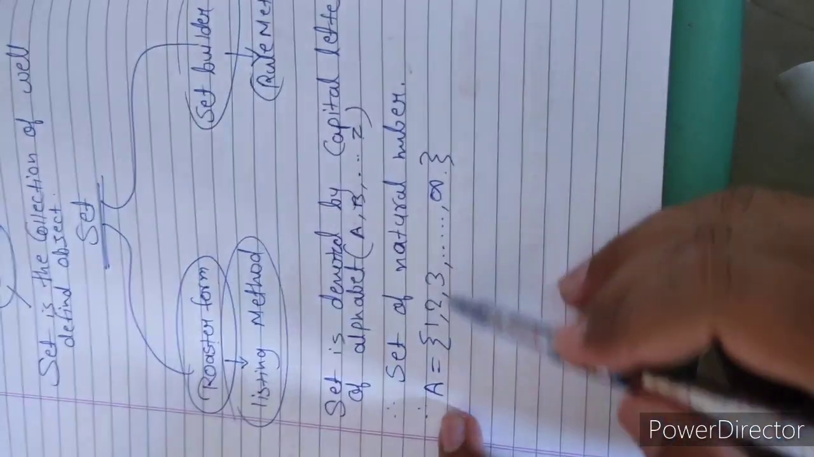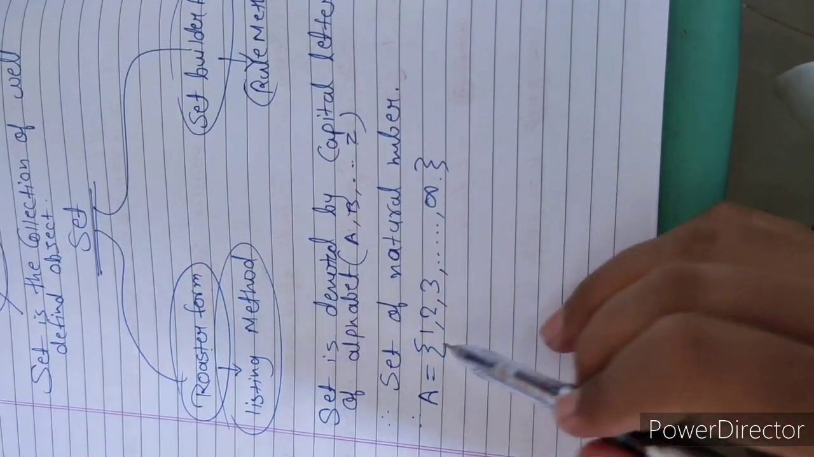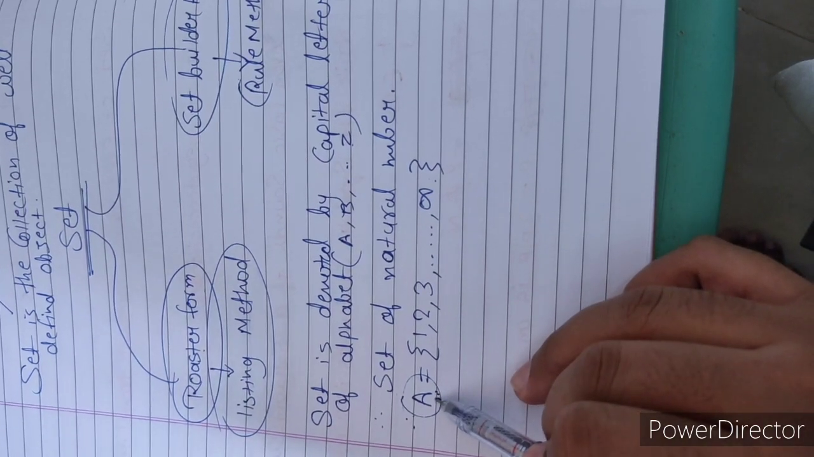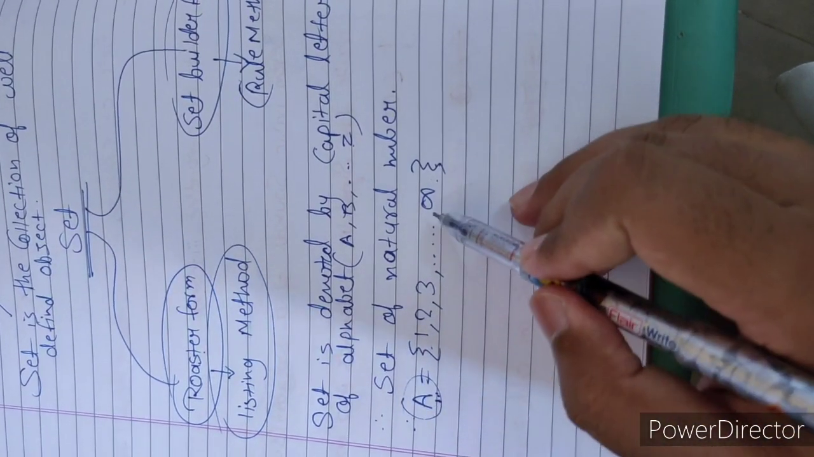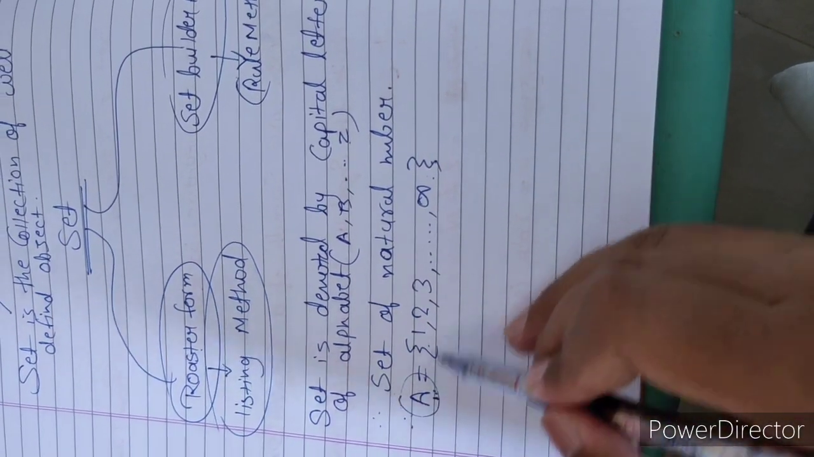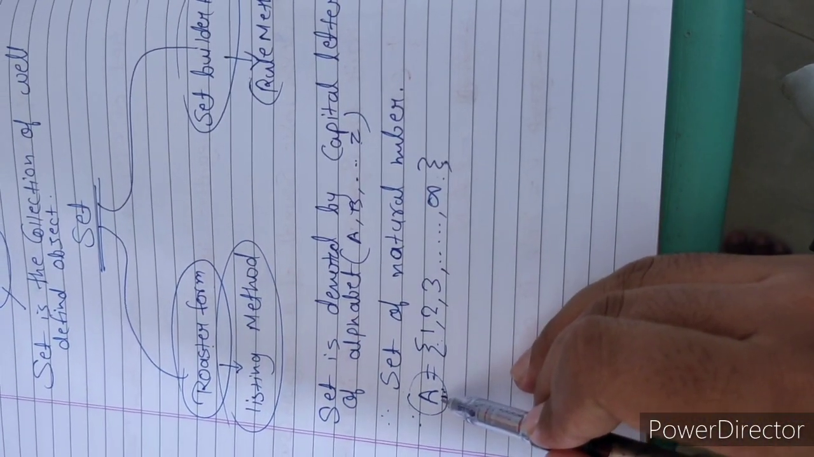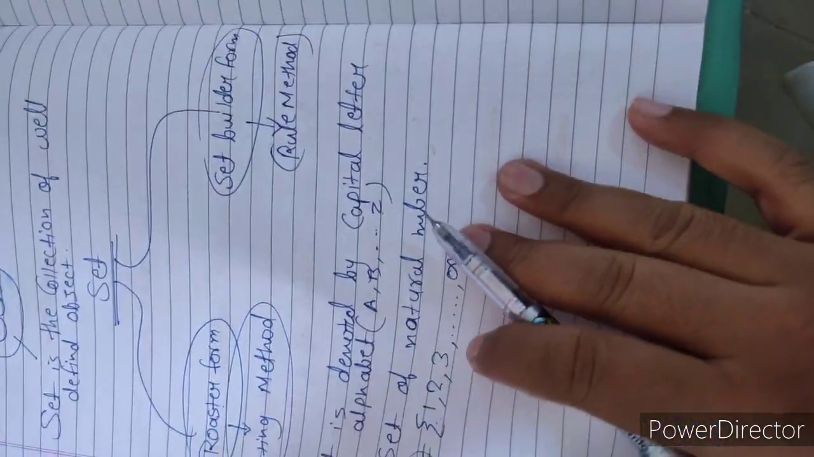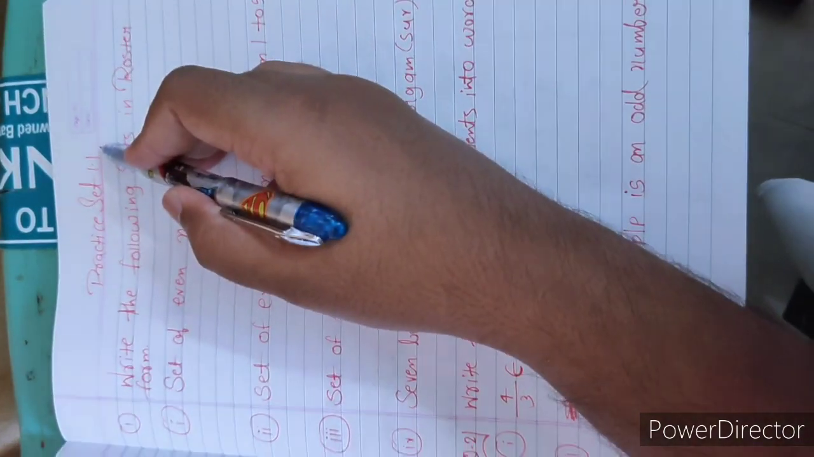We read it as: set A is the set of natural numbers. The name in front is called the set, and this is called the curly bracket. All the things present in the curly brackets we call the elements of the set. So 1, 2, 3, infinity, these are all elements of the given set denoted by A. Let's start practice 1.1.